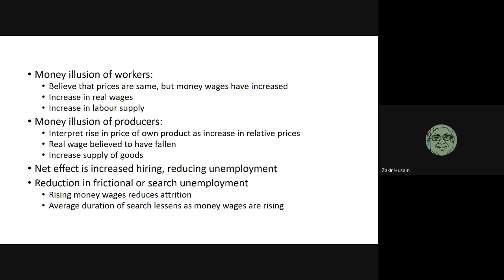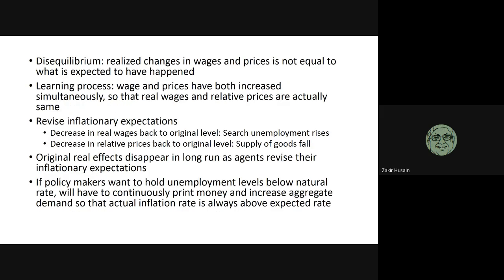Okay, so this is what happens in the short run. In the long run, you have disequilibrium. Why? Both the workers and producers realize that wages and prices have not changed in the manner that they had expected. The workers had believed only wages had changed, not prices. And they find that prices have also changed, so actually there's no change in real wages.